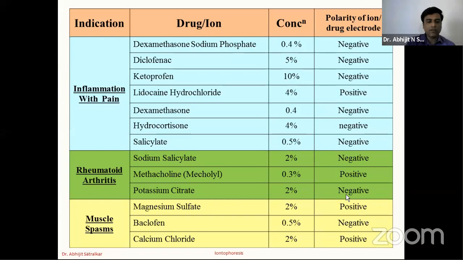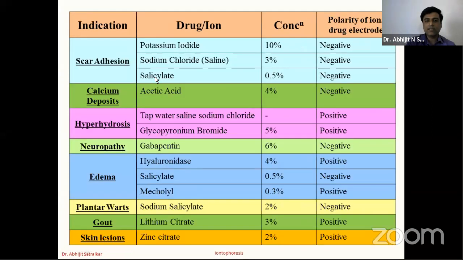For muscle spasm, we use magnesium sulfate, baclofen, and calcium chloride with 2%, 0.5%, and 2% concentration, placed under positive, negative, and positive electrodes respectively. Next indication is scar. Here, we are going to use potassium iodide, sodium chloride, and salicylate with 10%, 3%, and 0.5% concentration. All the drugs are placed under the negative electrode. Calcium deposit, we can use acetic acid, 4% under the negative electrode.